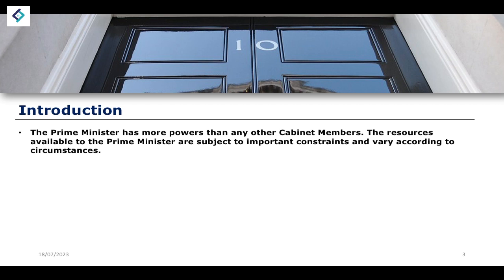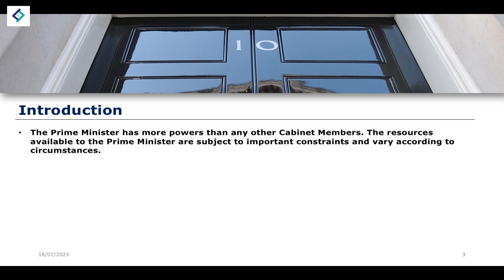The first thing that we should note is that the Prime Minister has arguably, and actually this is inarguable to be honest, more powers than any other cabinet ministers. The resources available to the Prime Minister are subject to very important constraints and will also vary according to different circumstances. Just like with the roles of the Prime Minister, the powers have developed out of constitutional conventions as well as historical tradition over many centuries.